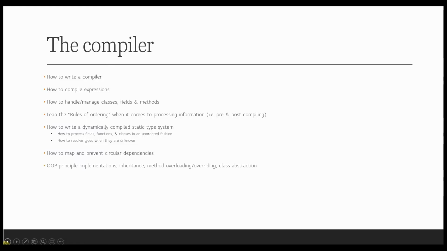We're also going to learn various different object-oriented principle implementations. So we're going to learn about inheritance, how to actually implement inheritance in a compiler, method overloading, method overriding, class abstraction, and more. I don't have to list them all, but you get the point. We're also going to learn how to solve common processing conundrums, such as returning from a lock statement or returning inside of a try-catch.